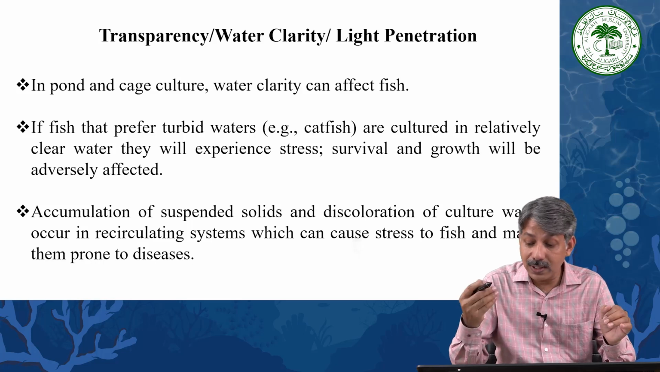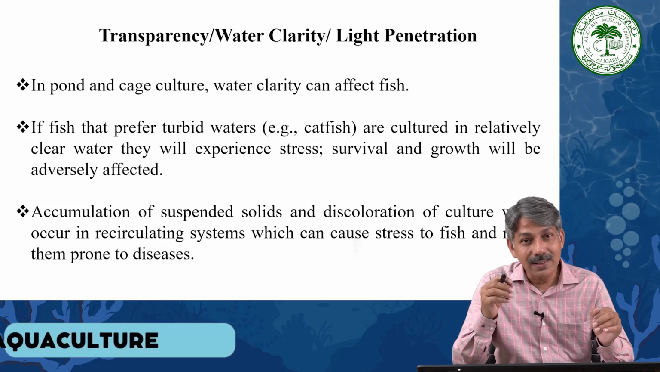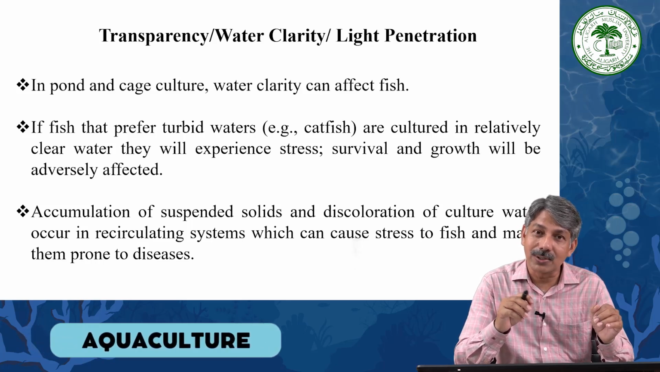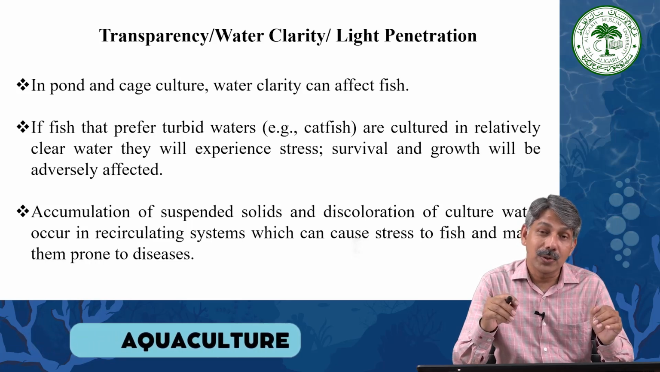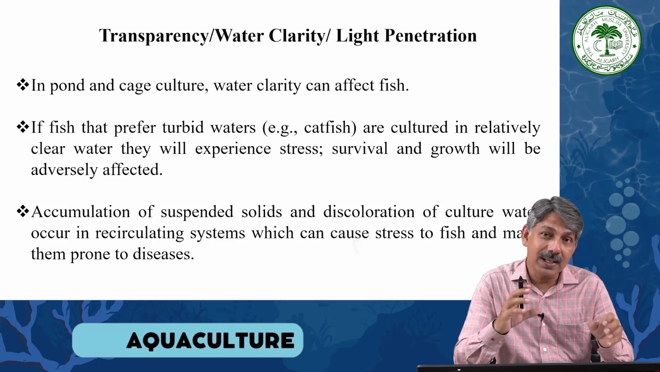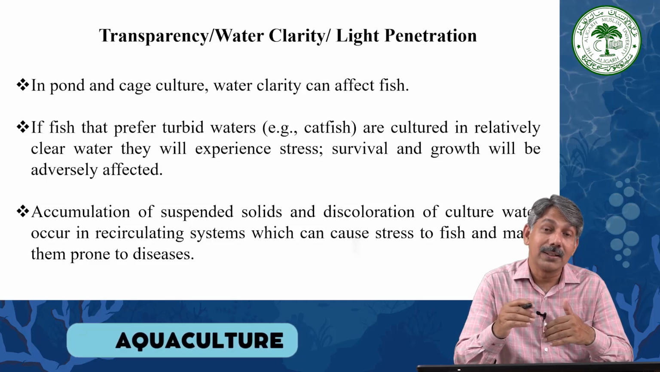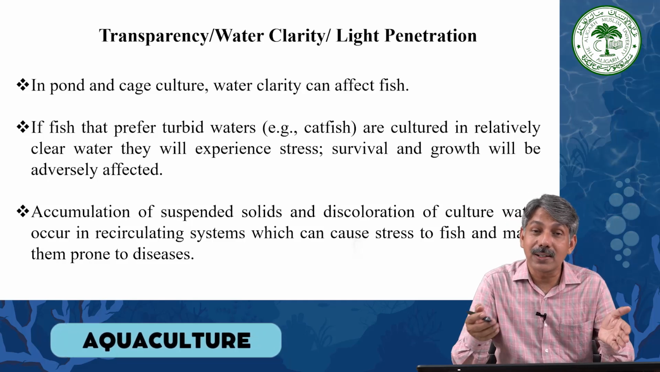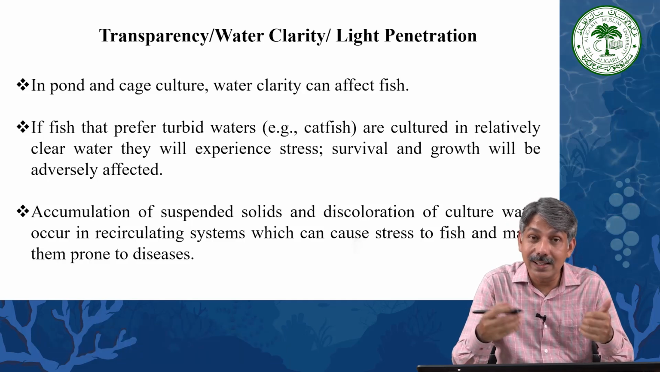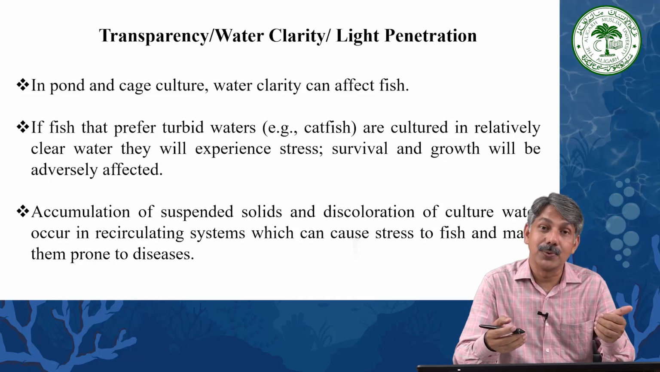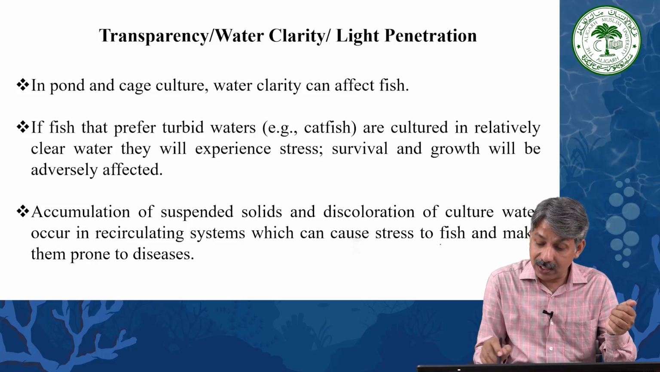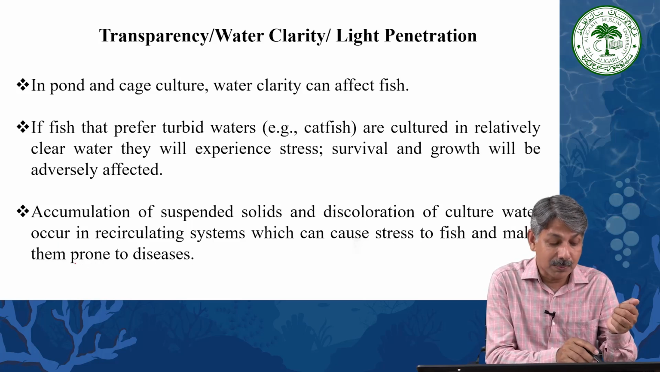But if you are going for semi-intensive culture, then a little turbidity is required, and that turbidity should be because of the presence of plankton. If that turbidity is because of the presence of plankton, the fishes may get more natural food, and they may show a better growth rate, and they show little dependency on supplemented food from outside. So accumulation of suspended solids and discoloration of culture water occur in the recirculating system, which can cause stress to fish and make them prone to diseases.